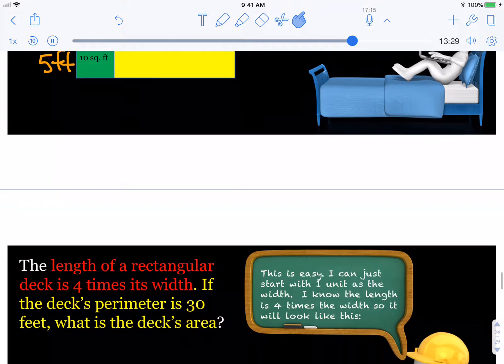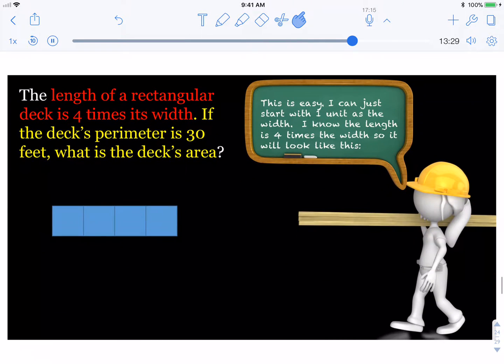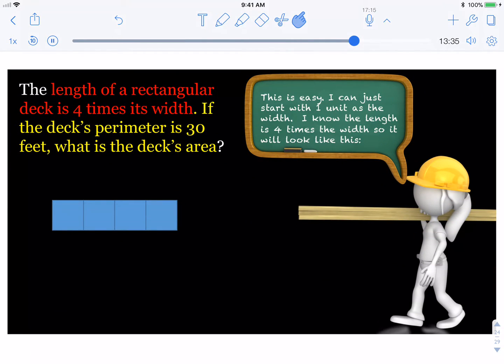The length of a rectangular deck is 4 times its width. If the deck's perimeter is 30 feet, what is the deck's area? I can just start with 1 unit as the width. I know the length is 4 times the width, so it will look like this. So I have 1 unit, 4 times. Now, the deck's perimeter.